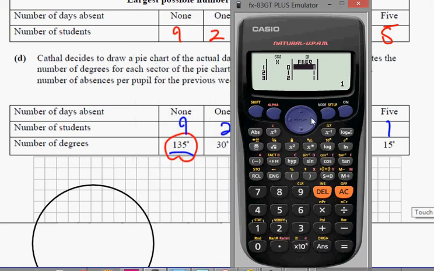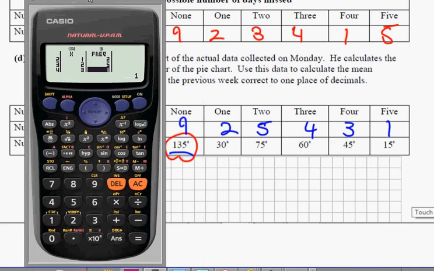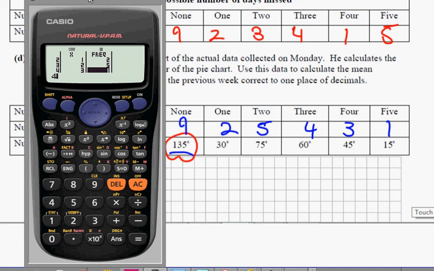Okay. How many students missed 1 day? Oh, sorry. How many students missed no days? 9. How many students missed 1? 2, 3, 5, 4. 4 days? Oh, sorry, 3 days. 4 days. 3, 5 days. 1. Okay, guys. Press the clear button.